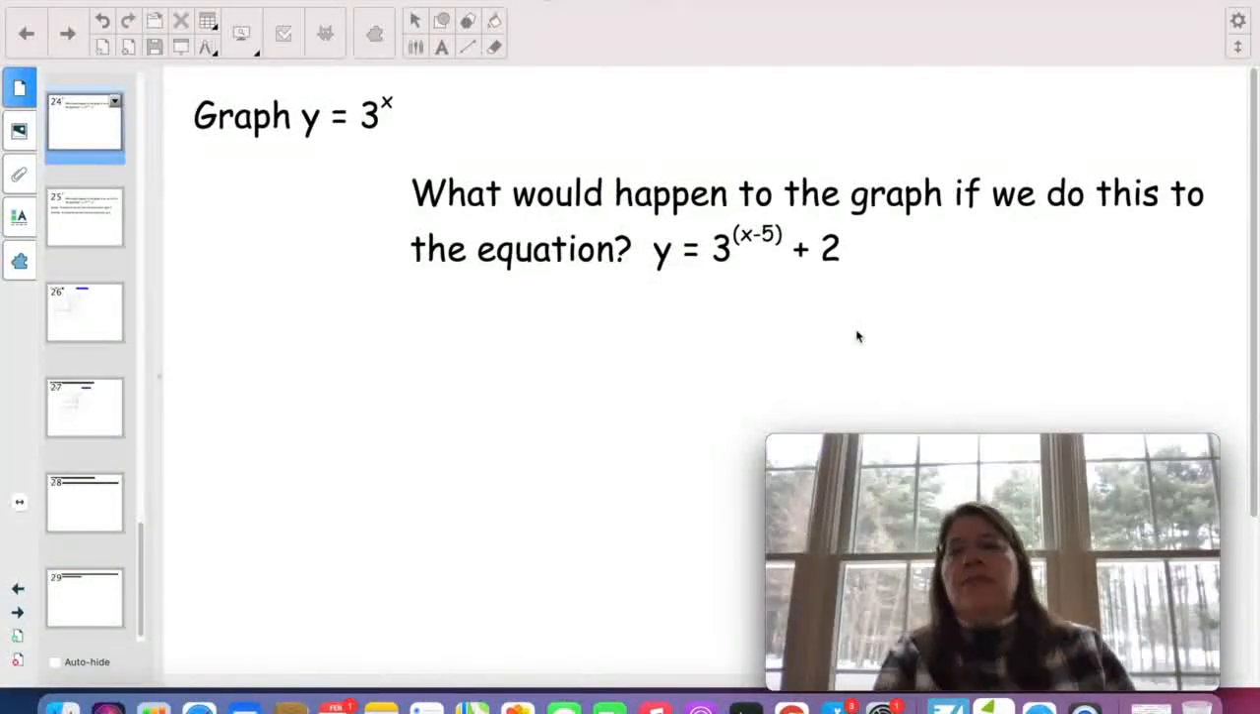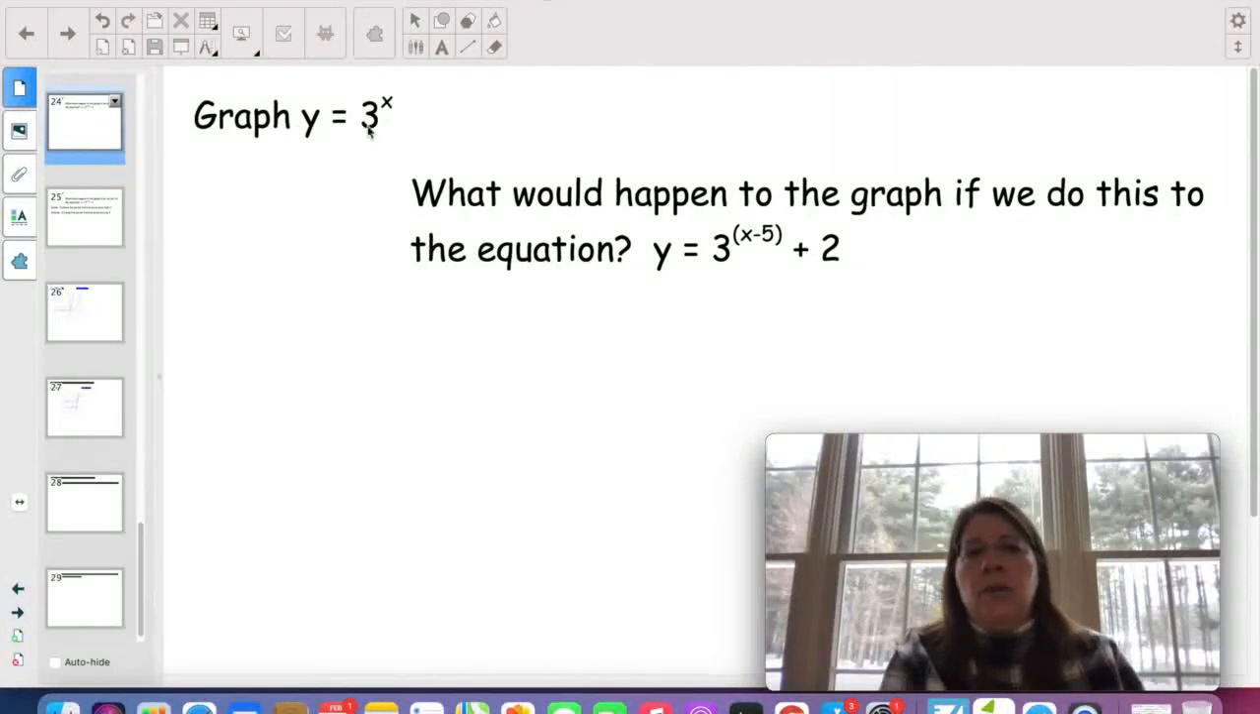Okay, so let's just consider a random graph. y equals 3 to the x is my parent function. What do you think would happen with this function if I were to graph it on the same coordinate system as the y equals 3 to the x line? I'm going to say that it would move right 5 and it would move up 2 because of the transformation. And the good thing about this is you don't have to do these by hand. You can graph them in Desmos, predict what you think would happen, then graph the second function in Desmos and see if what you predicted is true. There is nothing that says you have to be able to draw these by hand.